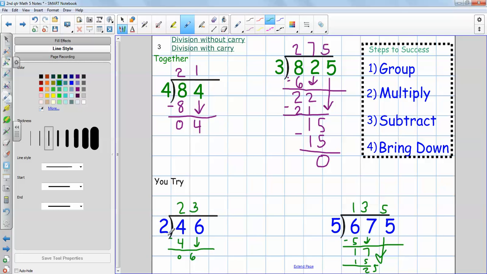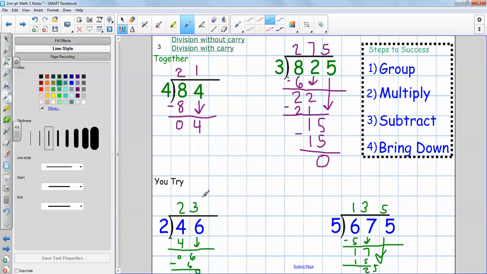All right, let's check those answers. I got an answer of 23. How did I get my answer of 23? I got my answer of 23 by saying that 2 goes into 4 2 times. 2 times 2 is 4. When I subtract, I get 0, bring down my 6. 2 goes into 6 3 times. 6 minus 6 is 0, so I know I'm done.